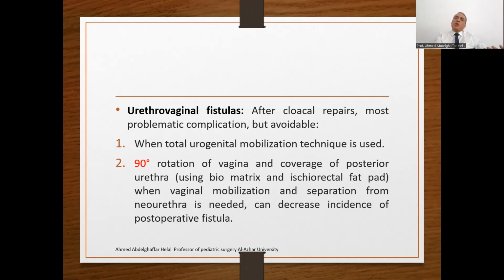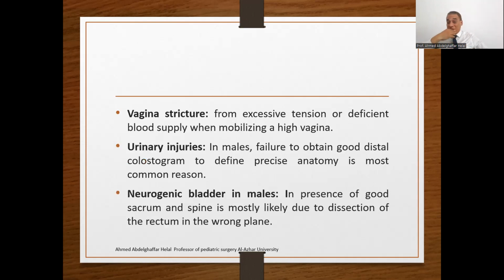In some cases, you need to strengthen the posterior wall of the vagina using the biomatrix or ischiorectal fat band. Vaginal strictures may be from excessive tension or deficient blood supply.